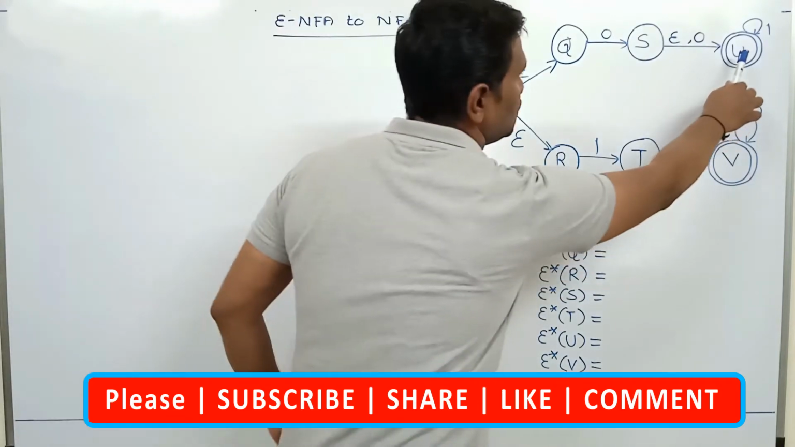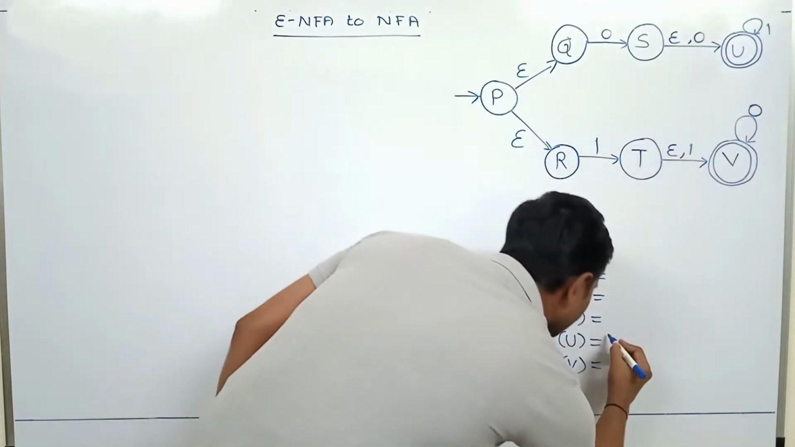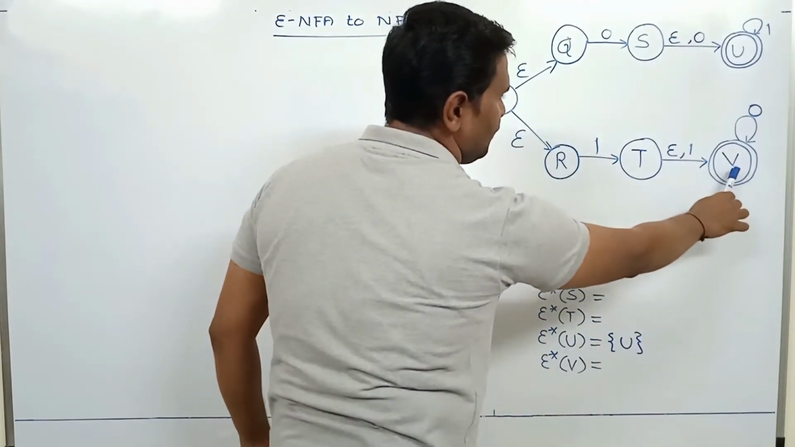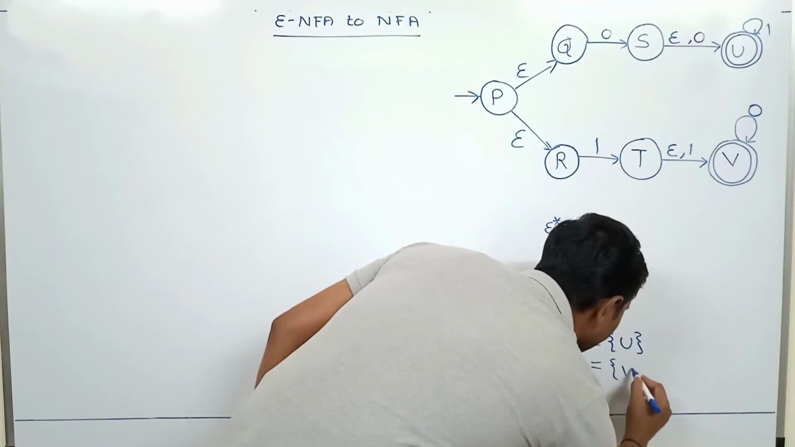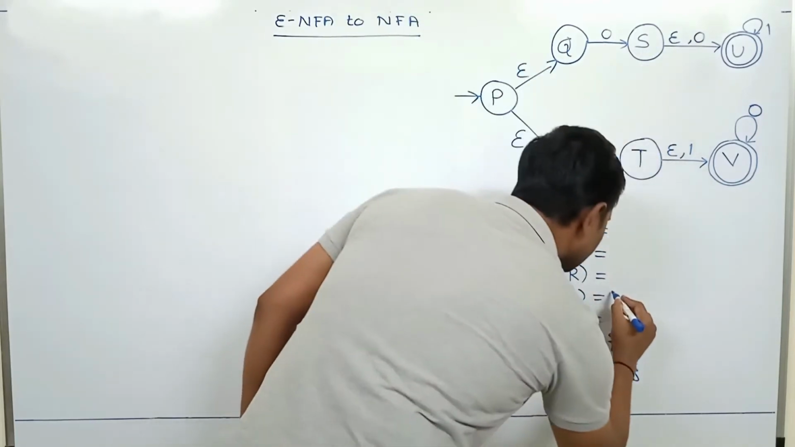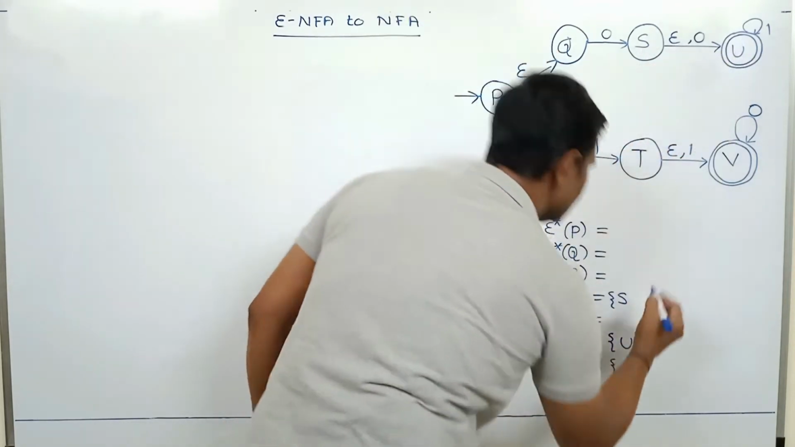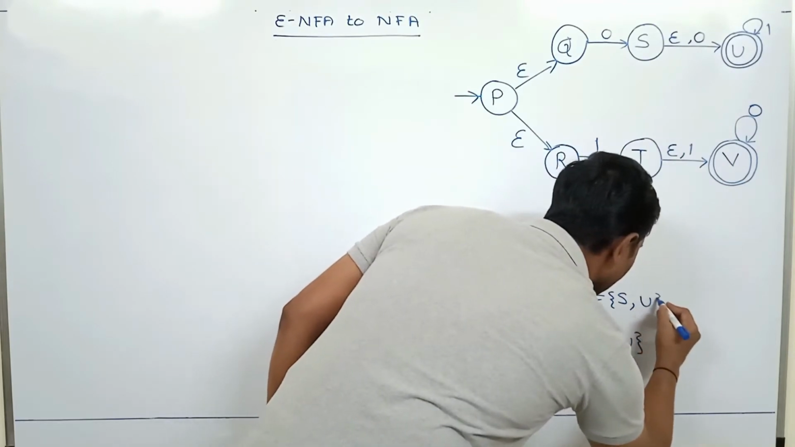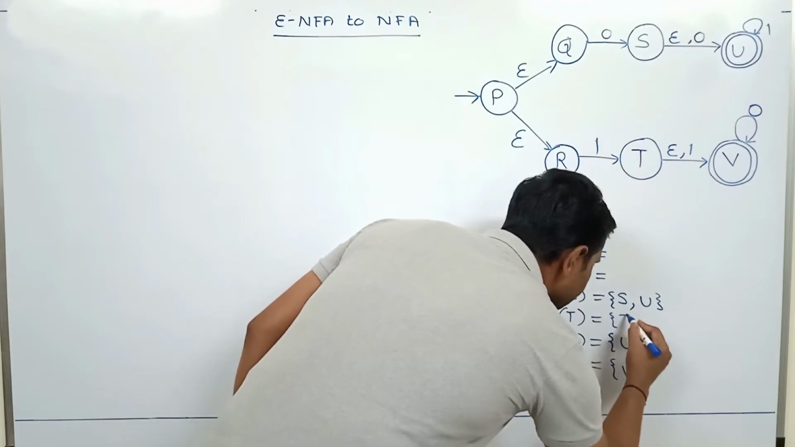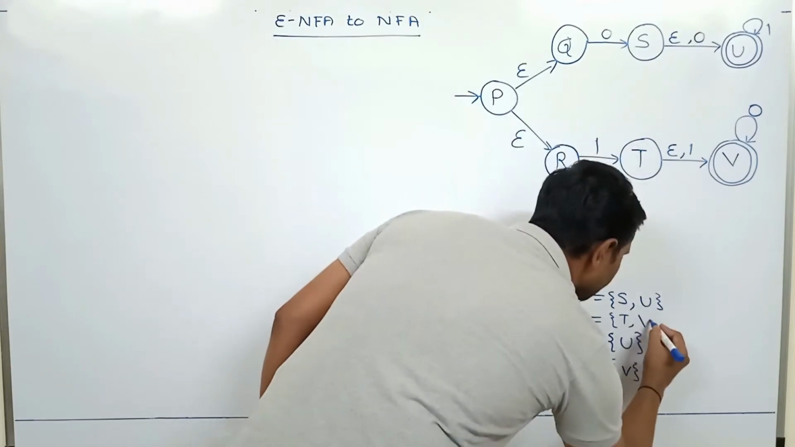Now we will start with U. From U we do not have any epsilon move. So epsilon closure of U contains only U. Similarly, epsilon closure of V, it contains only V. For S, first it will contain the state itself and then S on epsilon goes to U. For state T, first it contains state T itself. From T on epsilon we reach to state V.